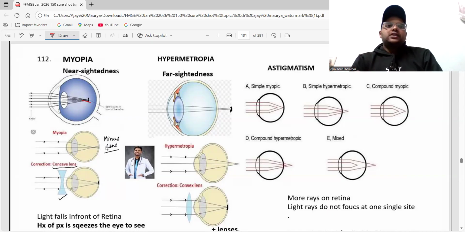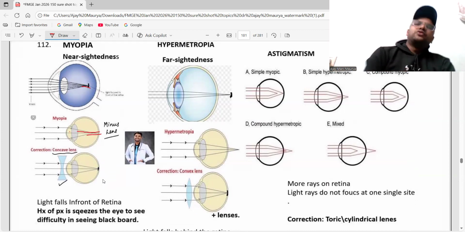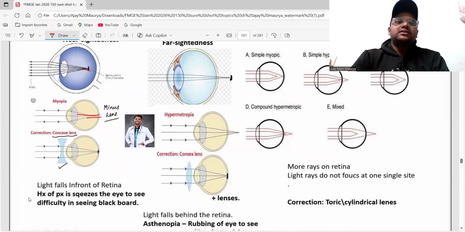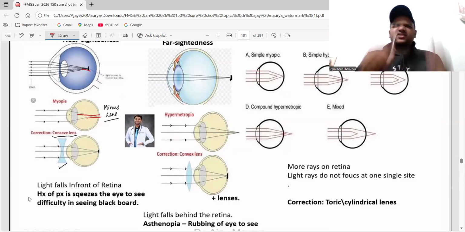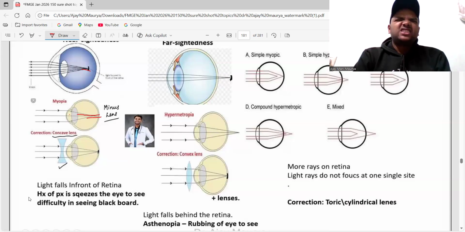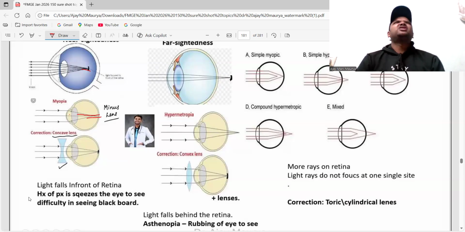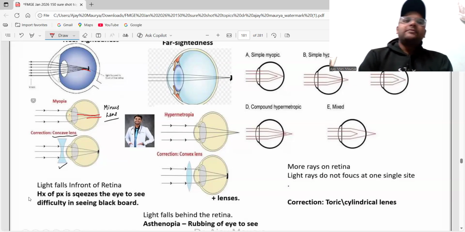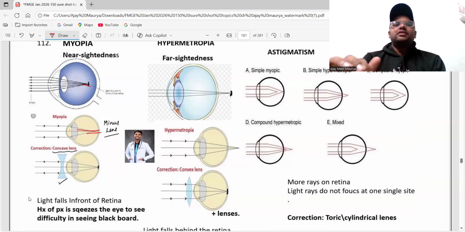So we have to correct it with a concave lens, so the light will focus on the retina. How are they going to test this in the examination? They will start with a question: Ajay, a 25-year-old guy, was squeezing his eyes to see objects like blackboards, and these are the findings. It means they are asking about myopia.